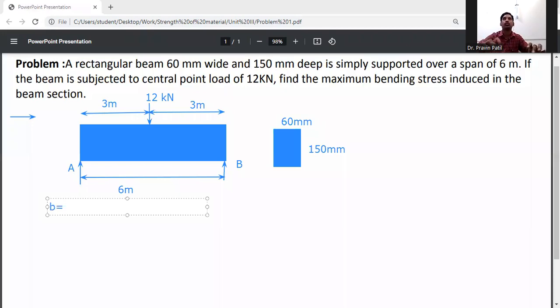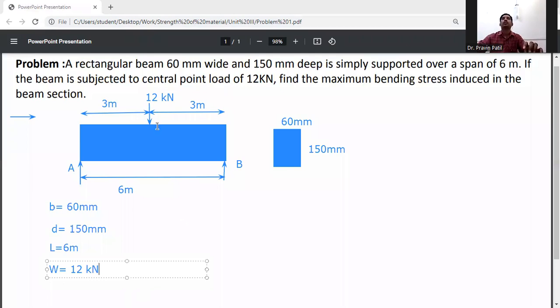So write B is equal to 60 mm, and D is equal to 150 mm. Okay. So the span is given, that is L is equal to 6 meters. And the load, that is W, is given: W is equal to 12 kN. It acts as a central point load.